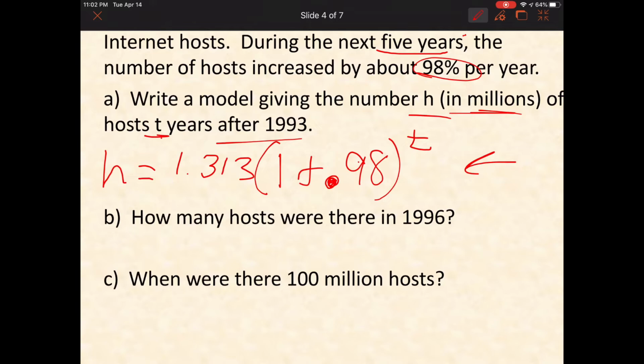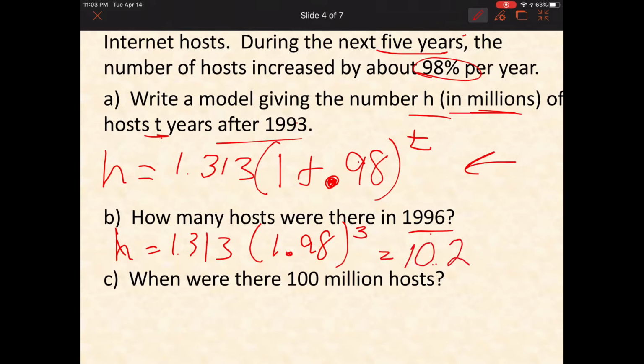How many hosts were there in 1996? 96 is 3 years after 1993. So that means that the H is going to equal 1.313 times 1.98. That's when you add these together, you get 1.98, and we're going to raise it to 3. This will give us 10.2 million hosts. Okay, you put this in a calculator, it'll give you 10,200,000.